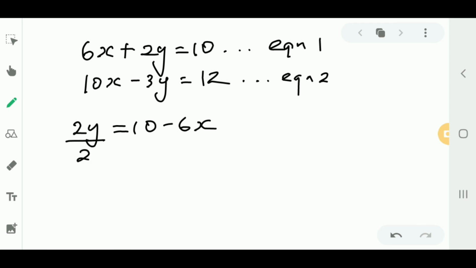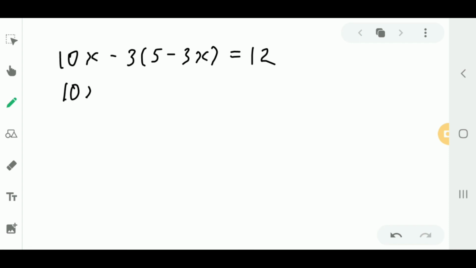That means we're dividing both sides by 2. And then 2 can go into 10, that's 5, and 2 into minus 6x, that's minus 3x. So that is what y is equal to. So that means in equation 2, where we see y, we're putting 5 minus 3x.